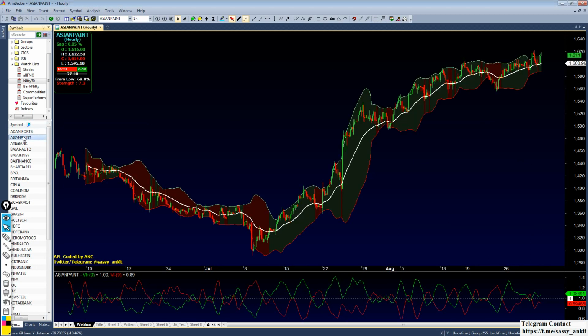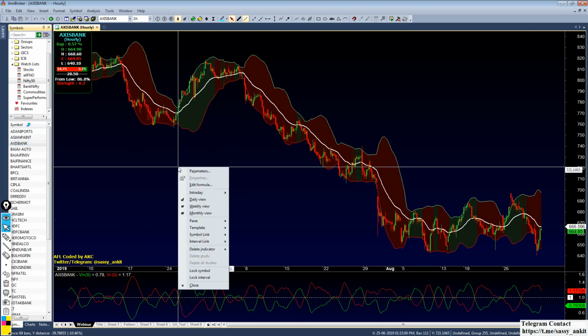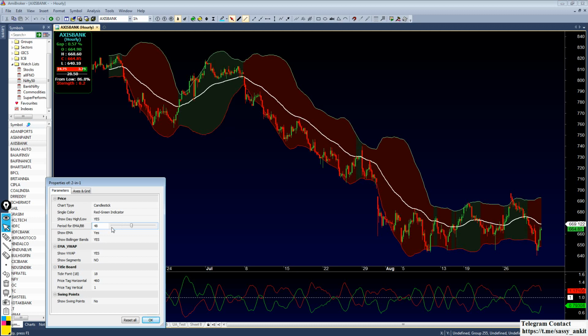Let me see. Asian Paints, I guess we had discussed. Axis Bank, okay, let's see Axis Bank. Let me adjust the trend line. Yeah, this looks good.